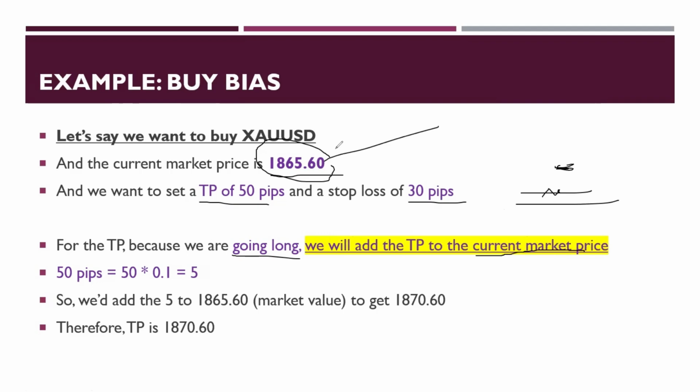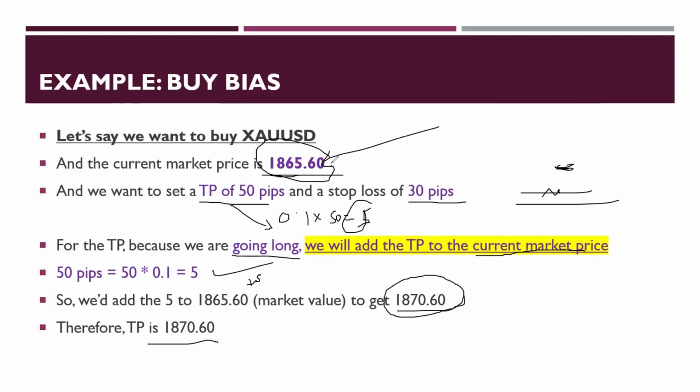So what does it mean? What's the current market price? This is it. And what's the TP? 50 pips. So we have to calculate the 50 pips for gold and add it to this price. 50 pips for gold will be calculated as 0.1 times 50 pips equals 5, which is what I worked out here. Are you seeing that? Then that 5, you add it to the current market price, 1865.60 plus 5, to get a take profit of 1870.60. Therefore, the TP will be 1870.60. You see how easy it is?